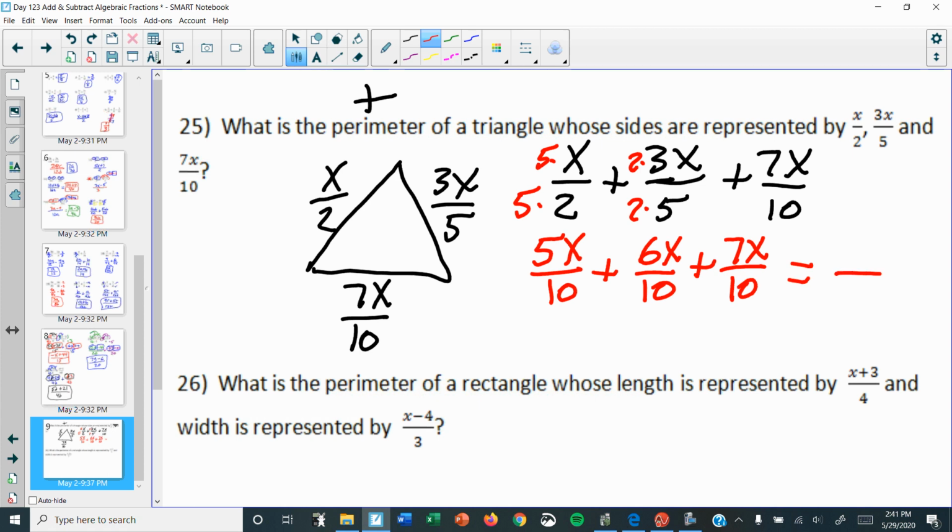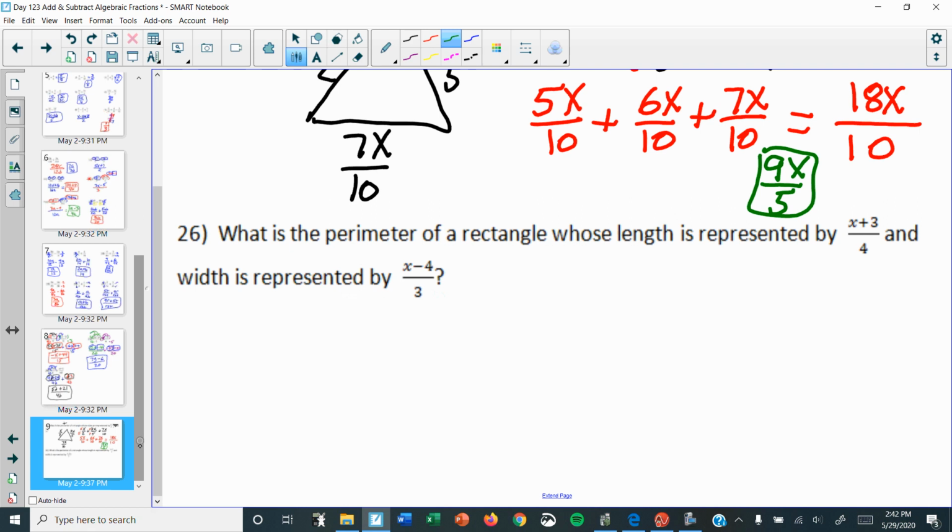And when you add those up, remember the denominator stays the same. 5x, 6x is 11x, 7x is 18x. Now, the reason you would lose a point is because you didn't simplify it. What goes into 18 and 10? A 2. So you get 9x over 5. And there is your perimeter. How pretty.